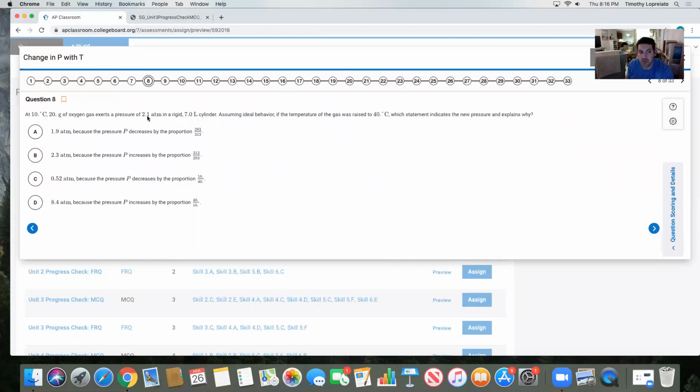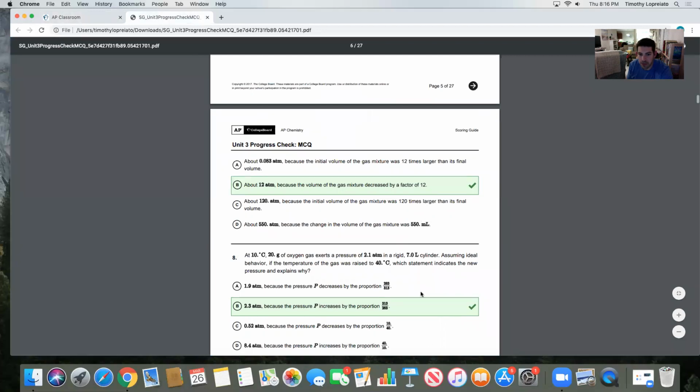All right, we're at 2.1. So we want to just pick something that's going to slightly increase. I like B, 2.3 atm. A little bit of a shot in the dark. Because it's increasing by the proportion of 313 over 283. That makes sense, right? That would be the final temperature over the initial temperature, so they're working through it. So for question 8, we're going with choice B. Oh, there it is. Wahoo!